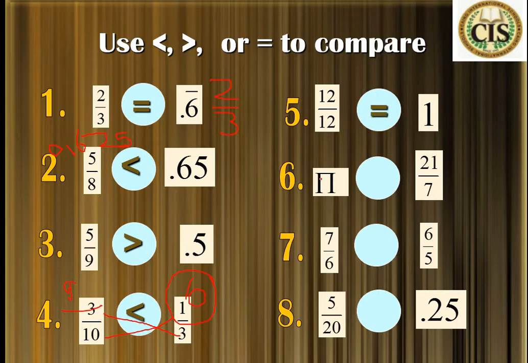Pi, the approximated value for pi was 22 over 7. So 22 over 7 is bigger than 21 over 7. 5 over 6 and 6 over 5, cross multiplication: 5 times 7, 35. 6 times 6 equals 36. So the answer will be 36 is bigger than 35, and the fraction 6 over 5 is bigger than 7 over 6, and so on.